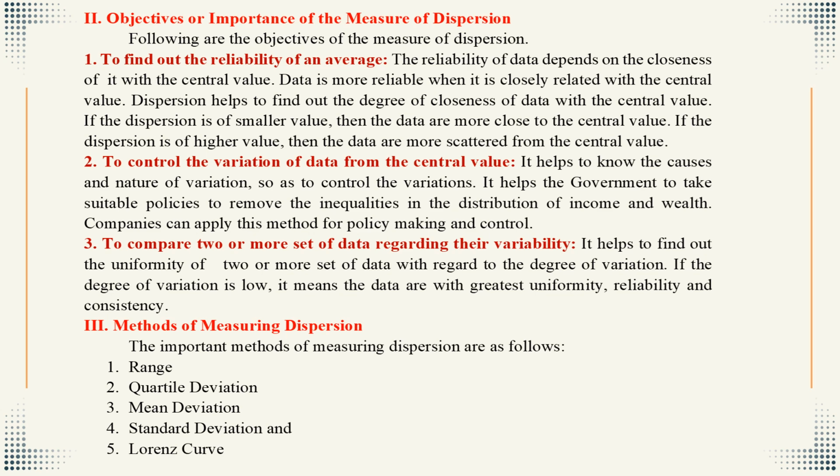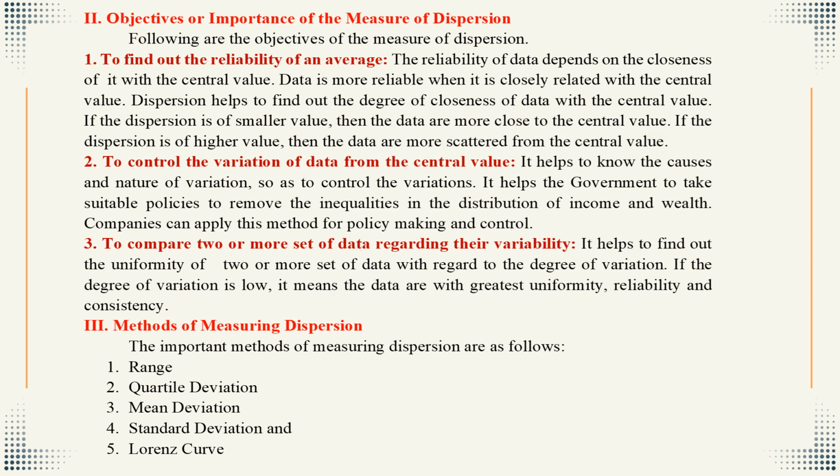Then second one is to control the variation of data from the central value. It helps to know the cause and nature of variation so as to control the variations. It helps the government to take suitable policies to remove the inequalities in the distribution of income and wealth. The companies can apply this method for policy making and control, because the average income of India may be say 50,000 rupees, whereas the spread may be crores and crores, and the lowest level some few amounts only. So that government can take a policy measure to make some kind of equality.